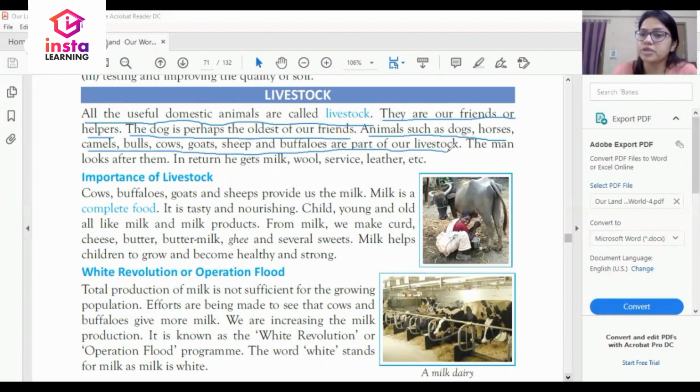एनिमल्स में कौन कौन से एनिमल्स हैं जो लाइव स्टॉक होते हैं? डॉग, हॉर्सेस, कैमल्स, बुल्स, काउ, गोट्स, शीप एंड बफेलोज. The man looks after them. In return, he gets wool, milk, service and leather.